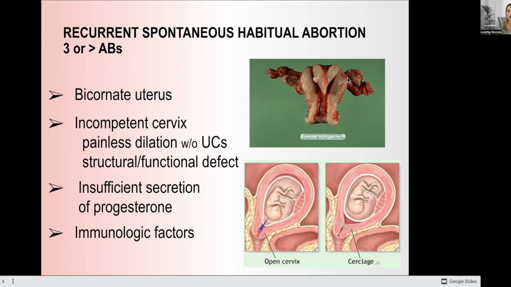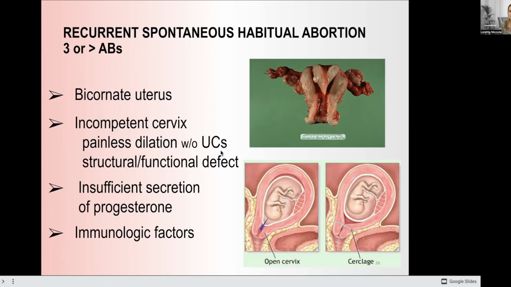Sometimes moms have a septum in their uterus. It can be a septum that divides the uterus all the way down, or just slightly. Sometimes if it's a real minor one, these are called bicornate uterus. Sometimes if it's a real minor septum, she can grow a pregnancy there. If it's a larger one, she can't.